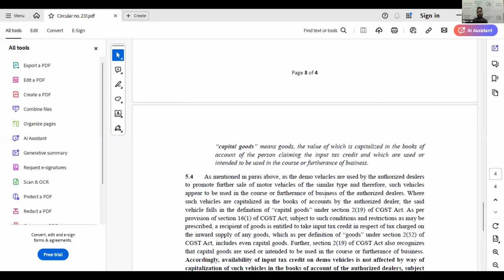In case the demo vehicle has not been capitalized in the books of accounts and it is being sold after demo, then also ITC is available.